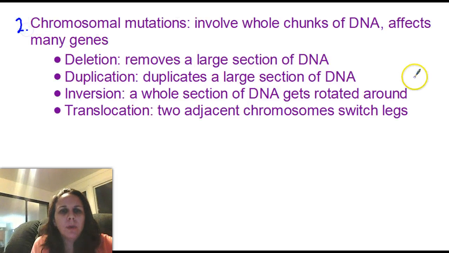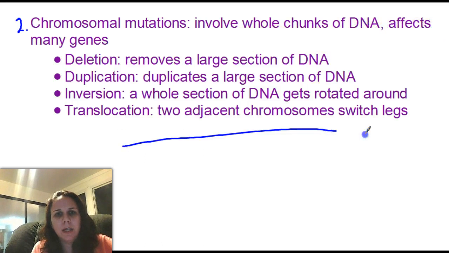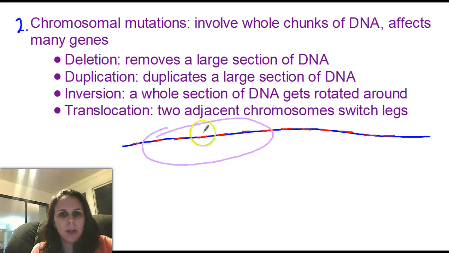Okay, the second type of mutation is called a chromosomal mutation, which involves whole chunks of DNA and all the genes on it, because a DNA strand is not just one gene, but has several genes all along it, and every single one of these genes codes for something else. And so a chromosomal mutation may affect this much of the chromosome, and therefore every single gene that is placed on it.